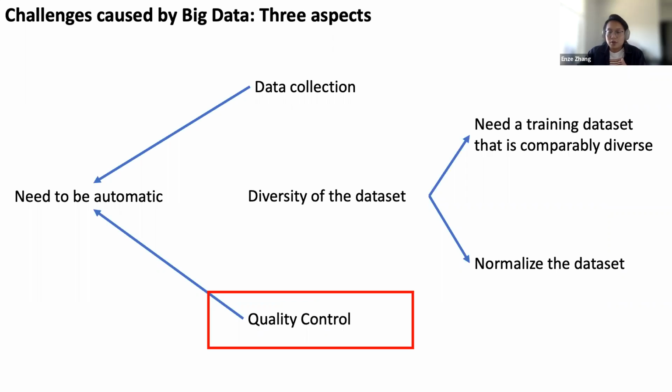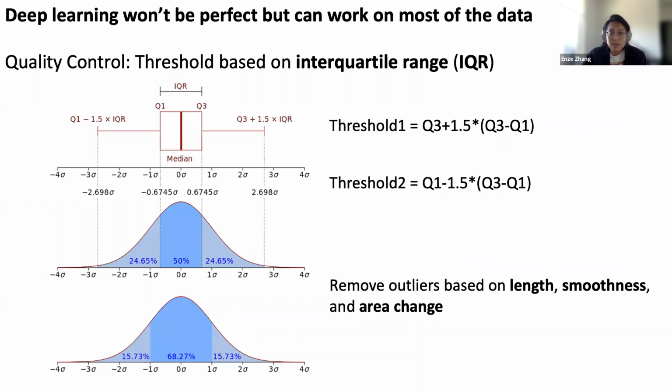And after this normalization and data collection, we train a network and use the well-trained network to make predictions. But there's one more important thing that we need to do, which is quality control. Although deep learning is a powerful tool, it won't be perfect for all the images, but it will work for most of the data. So based on this, we developed an automated quality control method.